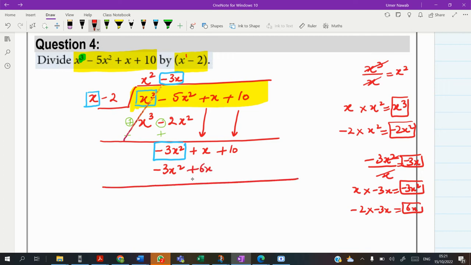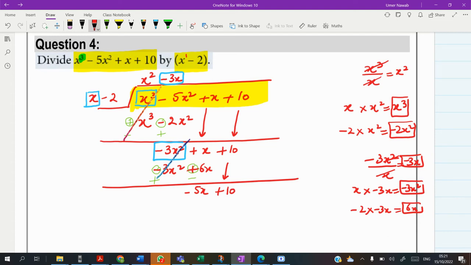Again, big line. We have to change the signs. The plus changes to minus and this minus changes to plus. We are going to cancel this. Now plus x minus 6x will give you minus 5x. Copy this plus 10 down.